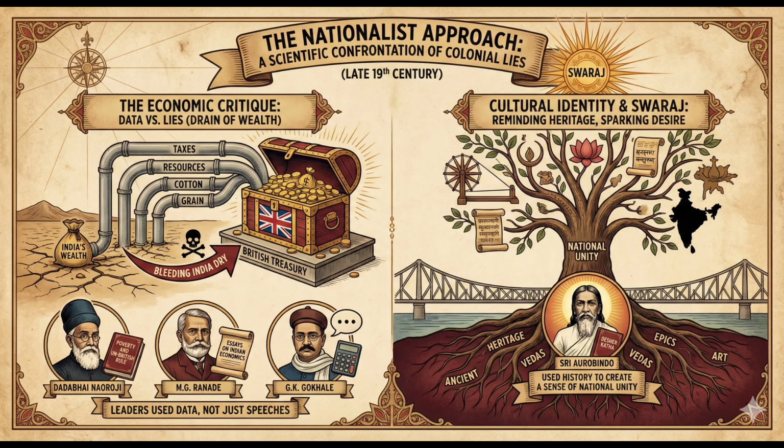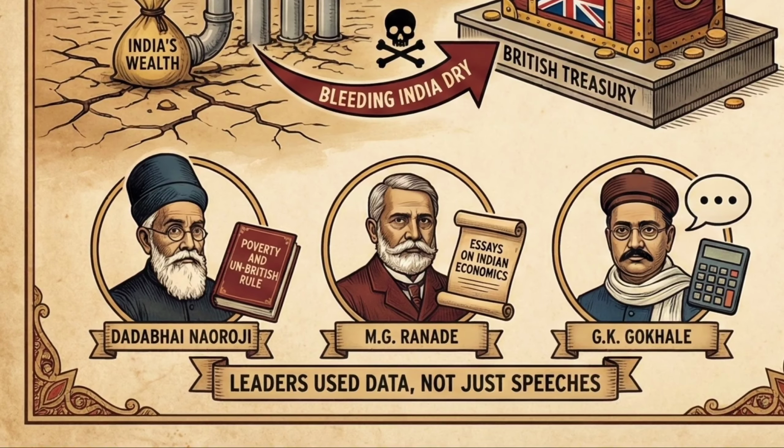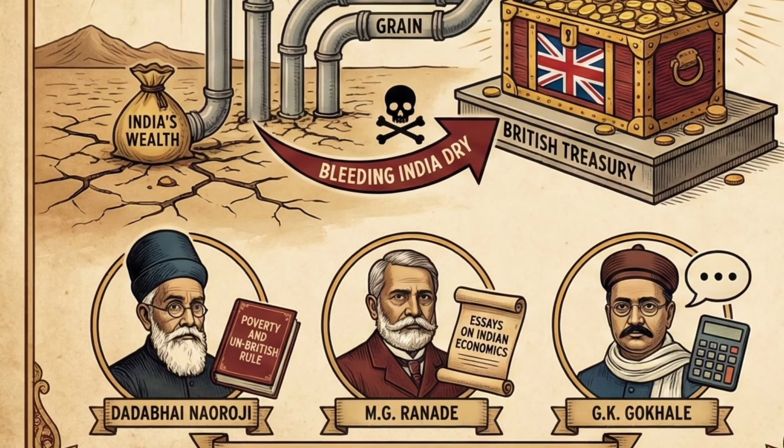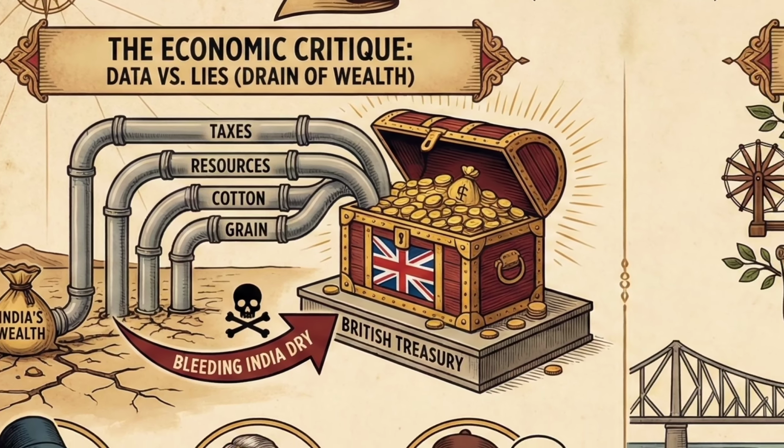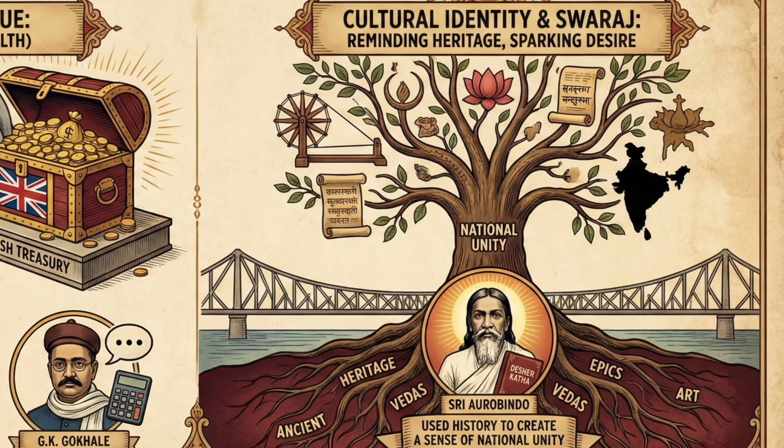The nationalist approach. In the late 19th century, Indian scholars began to push back. This gave birth to the nationalist approach. This wasn't just about pride, it was a scientific confrontation of colonial lies. First, the economic critique. Leaders like Dadabhai Naoroji, Ranade, and Gokhale didn't just give speeches, they used data to show the drain of wealth. They proved that the British weren't developing India but were bleeding it dry. Second, cultural identity. Scholars like Sri Aurobindo, notably in Desher Katha, used history to create a sense of national unity, reminding Indians of their heritage to spark the desire for Swaraj.